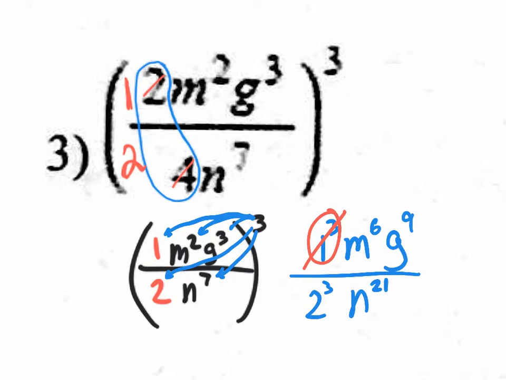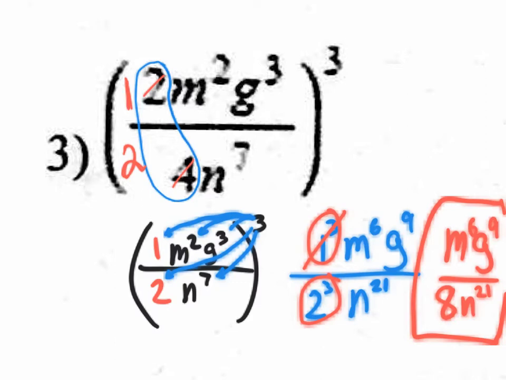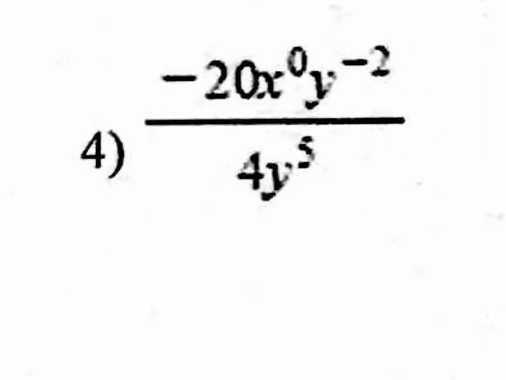And then the bottom one, 2 to the third, what's 2 to the third? 8. So your final answer is m to the 6th, g to the 9th, over 8n to the 21. That's it, there's nothing else you could do. Let's move on, number 4. Number 4, it's kind of fun.